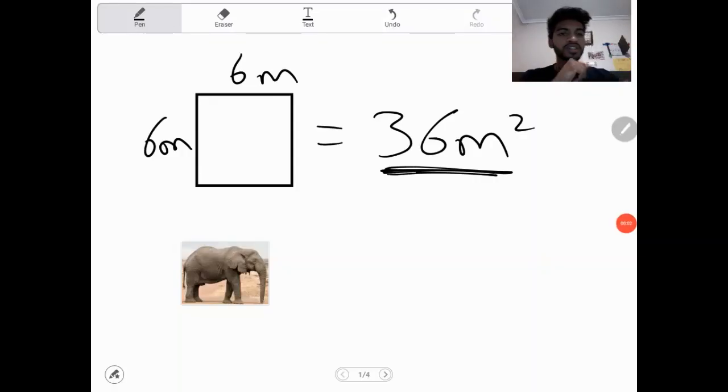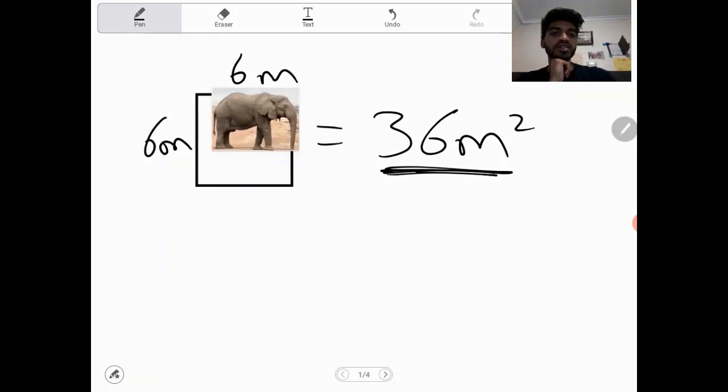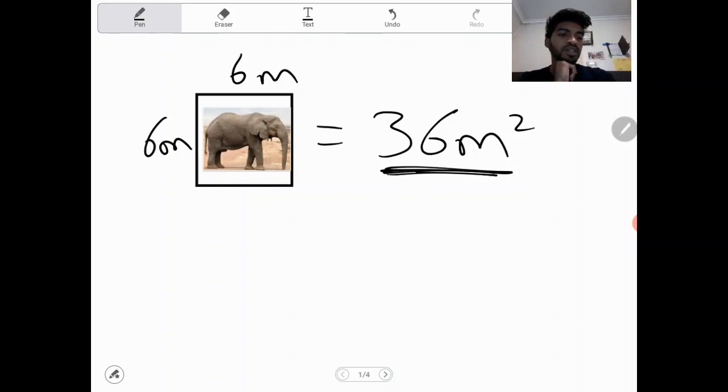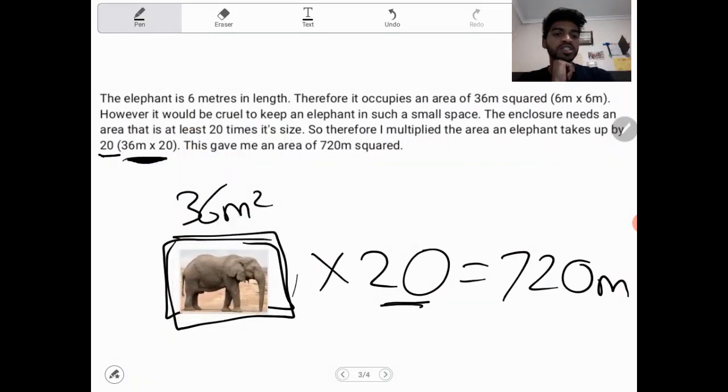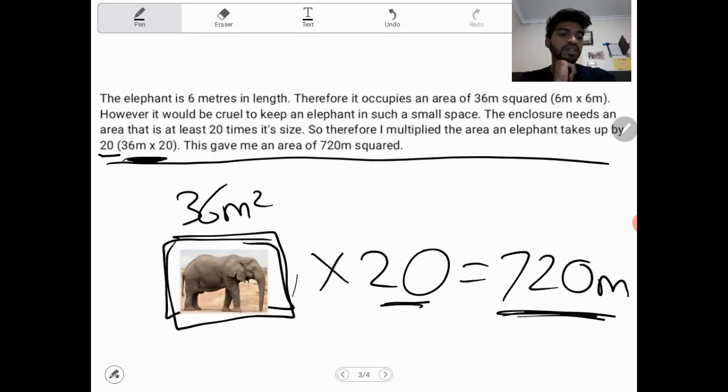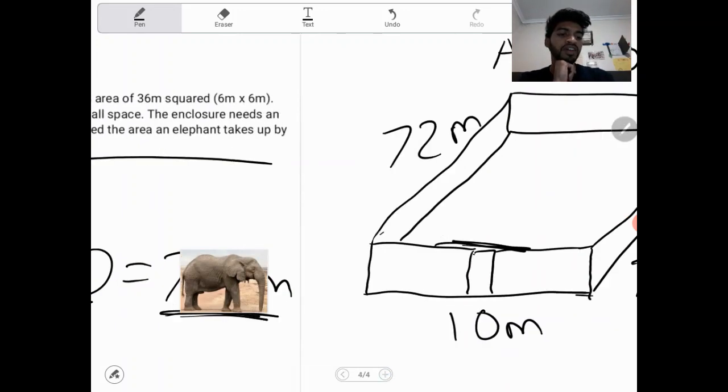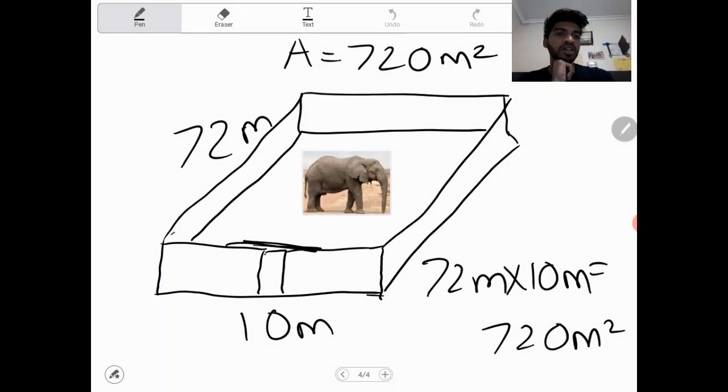Okay, so just a quick recap. So first you've got to look at the size of the animal. So for example, in the case of the elephant, we know he was 6 meters, so he needs a minimum of 6 by 6. So that makes an area of 36 meters squared. Now obviously we said that this was too small, and we decided that he would need 20 of these to make his entire enclosure, and that gave us 720 meters squared. We then wrote down the reasoning behind why we made it 720 meters squared. And then finally, we drew his enclosure and we labeled it. And the labels showed us that the area does in fact make 720 meters squared.